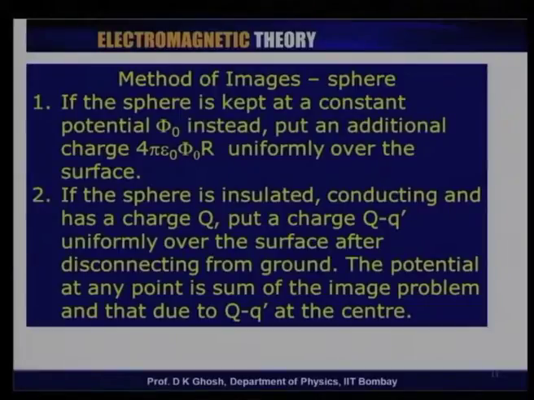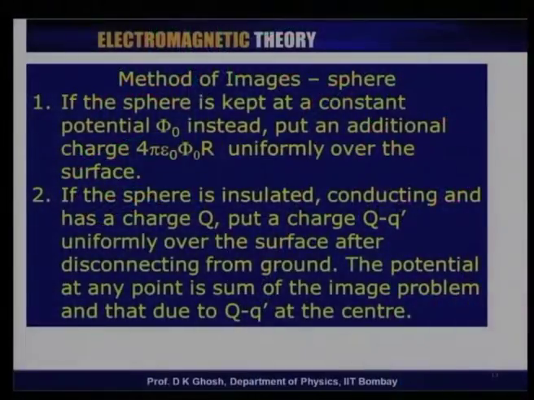Now, suppose my sphere is insulated. If my sphere is insulated and conducting, of course, and has a charge plus Q. Now, notice I have a charge q prime, which is minus q r by a, at the image location.